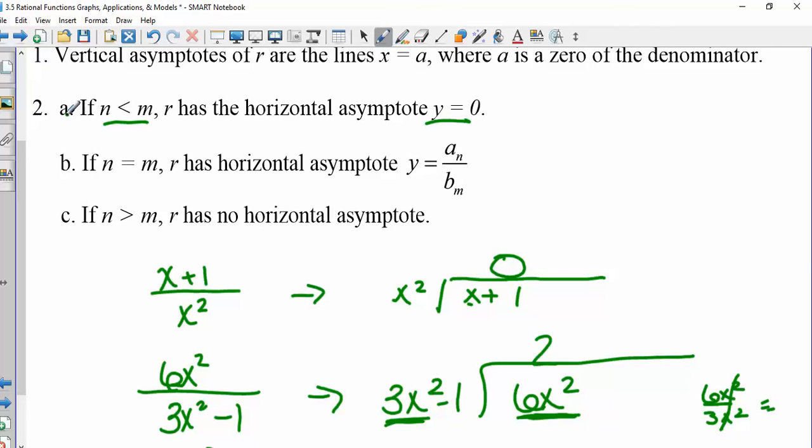What you need to remember is if the degree on top is smaller, it's an automatic y equals 0. If they have the same degree, we will divide the leading coefficients. And if the degree on top is bigger, it is not horizontal. So that's what we need to know for now. Let's practice just looking at some equations and finding the asymptotes from those.